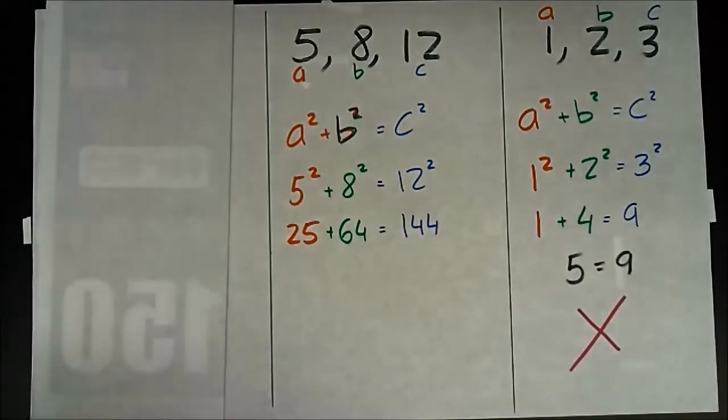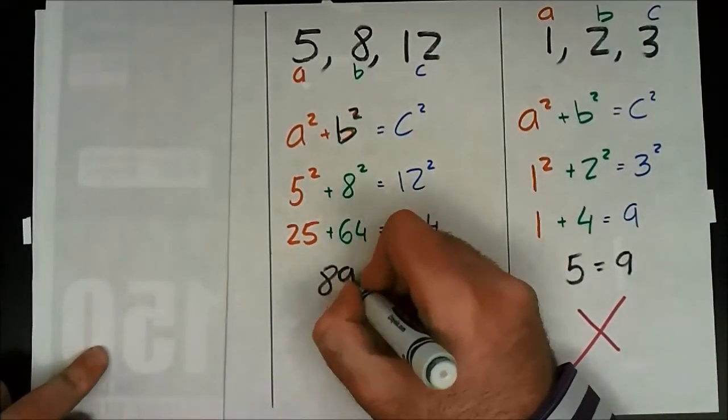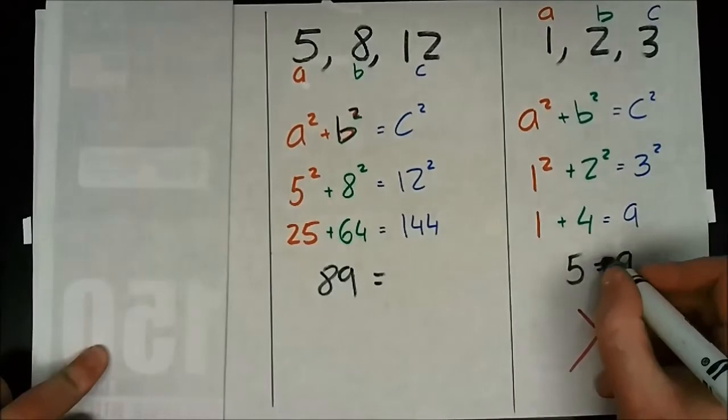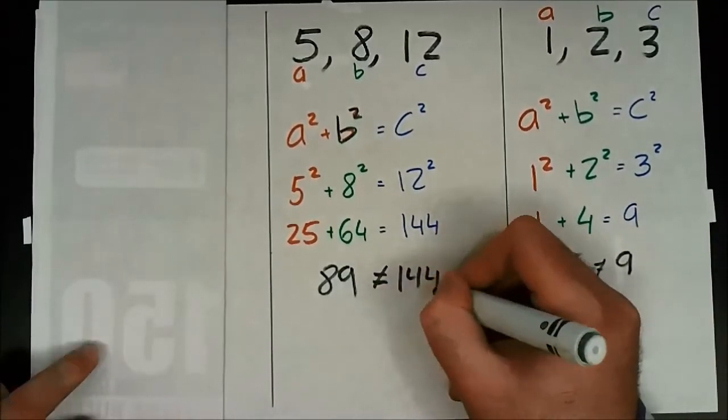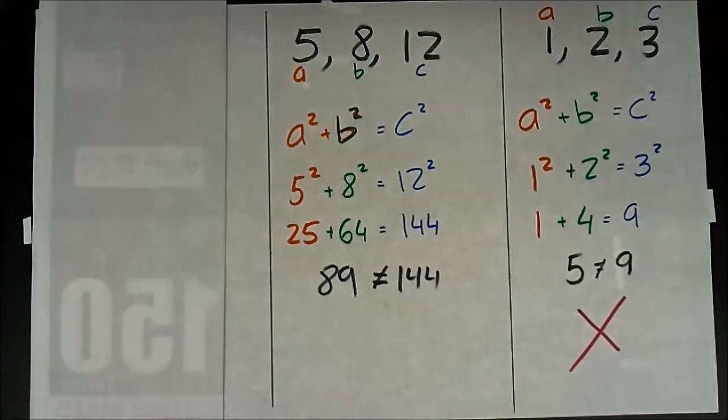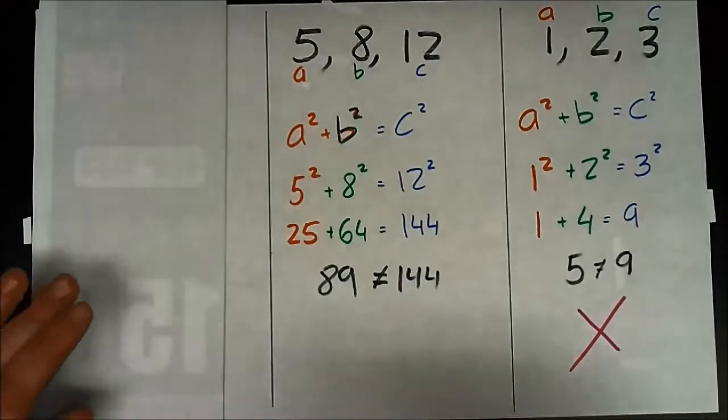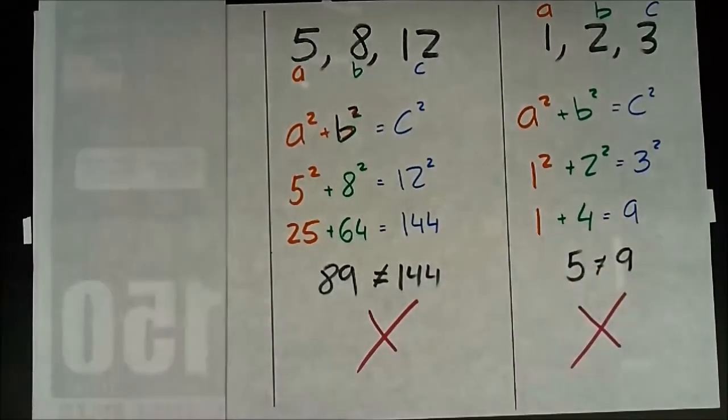And 25 plus 64 is not going to give me 144. It will give me 89, which is not even 100. So 89 does not equal 144. It just doesn't. So once again, whatever this triangle may be, it's not a right triangle, even if it's a triangle at all. So the only thing you know for sure is that it is not a right triangle. Sorry.